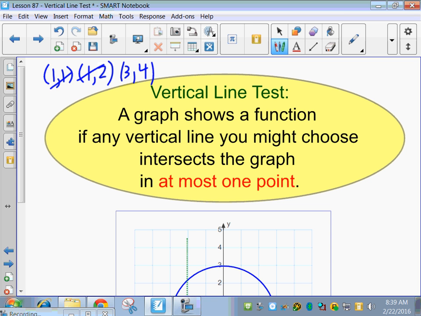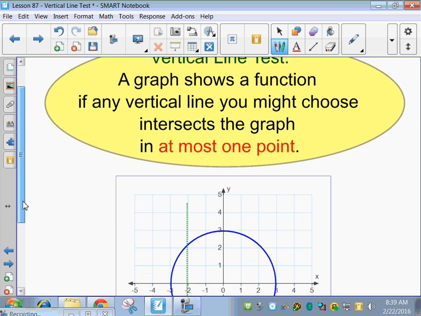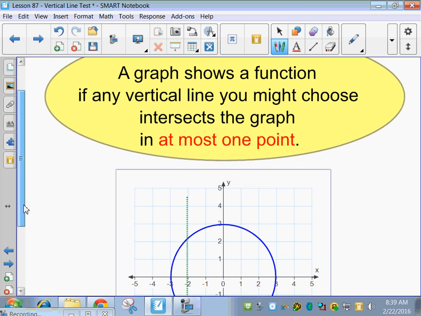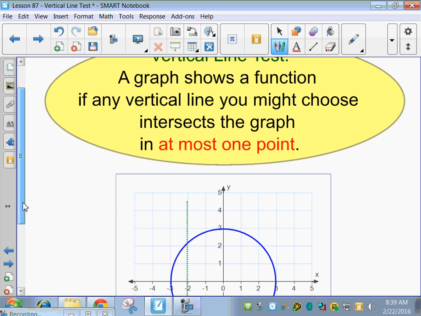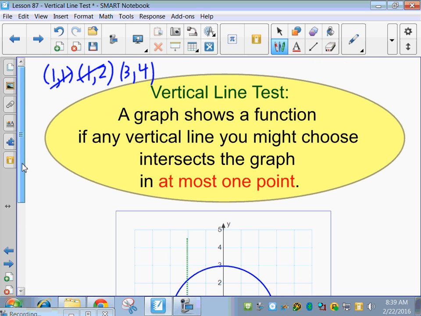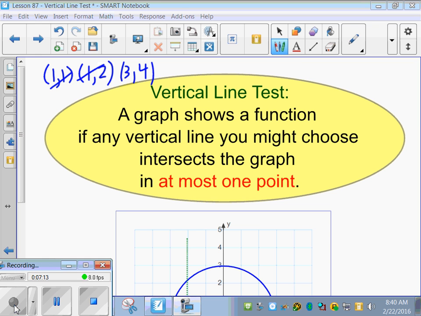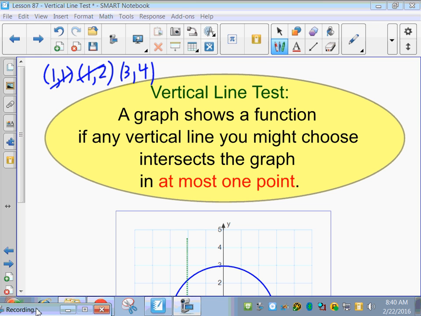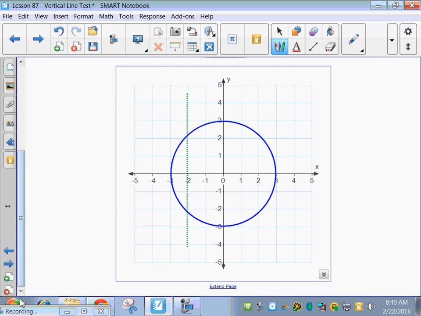So same thing here, but now we're going to look at the graph, all right? So a graph shows a function if any vertical line you might choose intersects the graph in at most one point. So I want you guys to write down that definition.